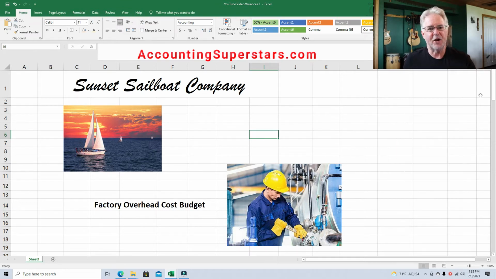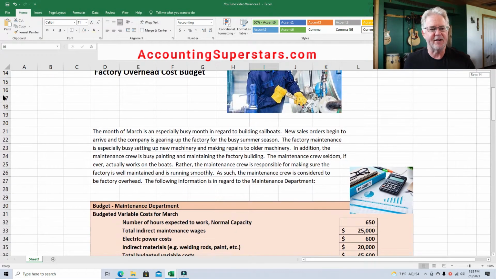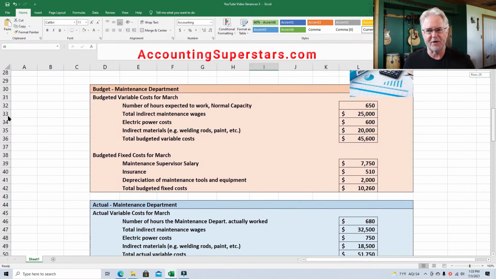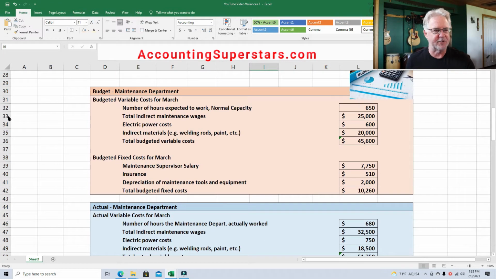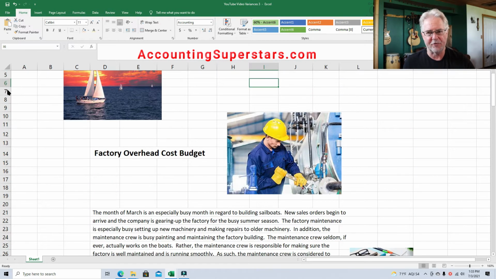So let's get started. Overhead variances can be divided into two variances, just like the labor and materials variances. But they're named a little weird, and they're hard to really understand. So here's what's going on. We've got the Sunset Sailboat Company. And before I go down to this information, we're going to figure out the overhead variances for the maintenance department.